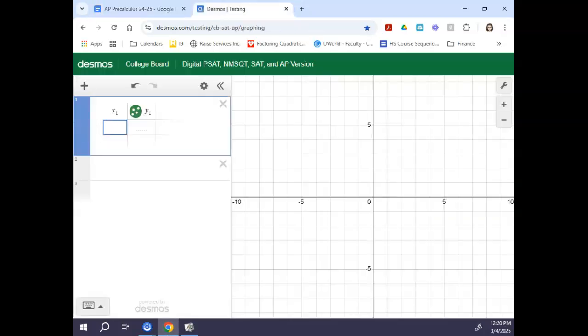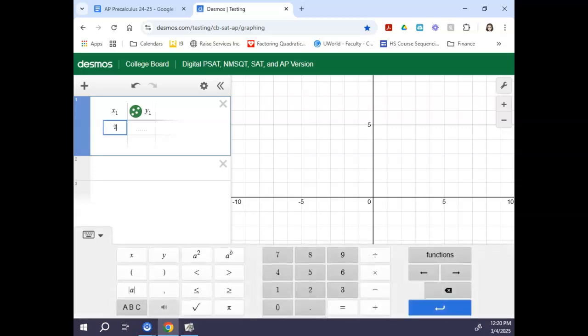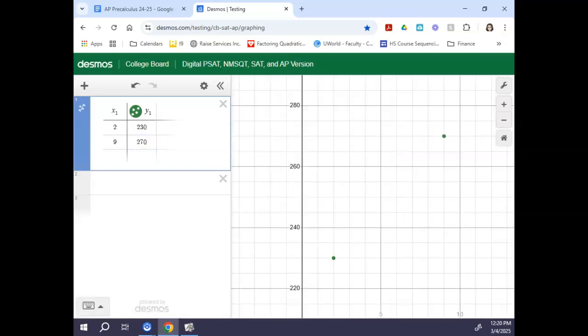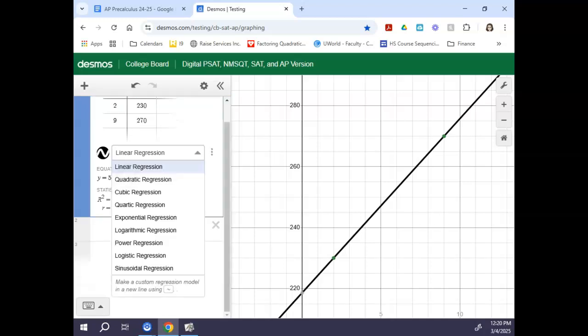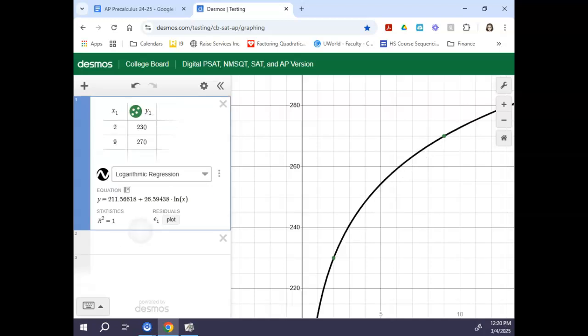And then go ahead and put in your information. Put in your two ordered pairs. So then when I hit regression, what kind of regression am I trying to get? What do I choose? Logarithmic. Very good, because it's a logarithm. So I've got this right here.